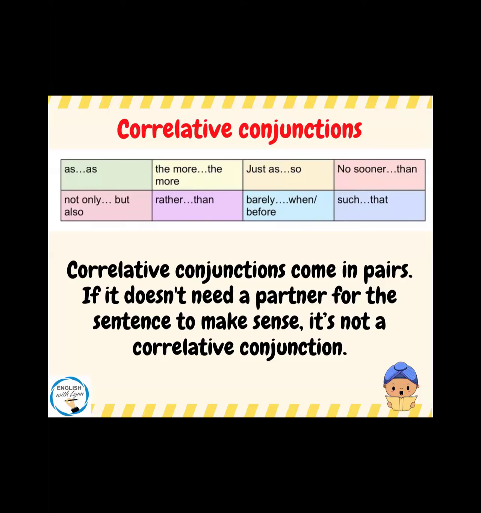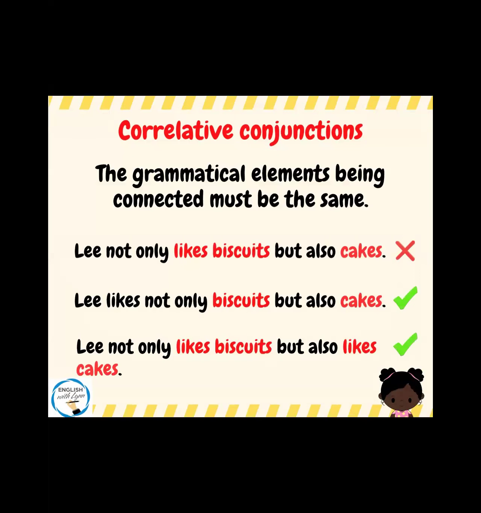Now, there are a few rules that we need to follow when we use this type of conjunction. The first rule is that the grammatical elements that are being linked must be the same. So in the example here, I've got Lee not only likes biscuits, but also cake. You've got likes biscuits, the verb and the noun, being linked to only a noun at the end, cake. That isn't the same grammatical element.